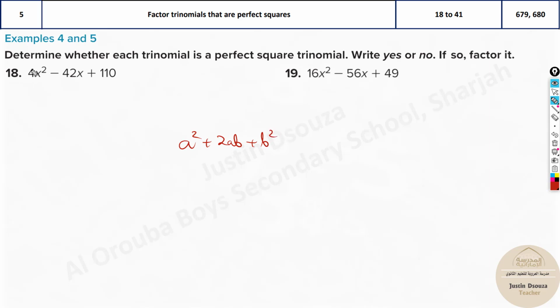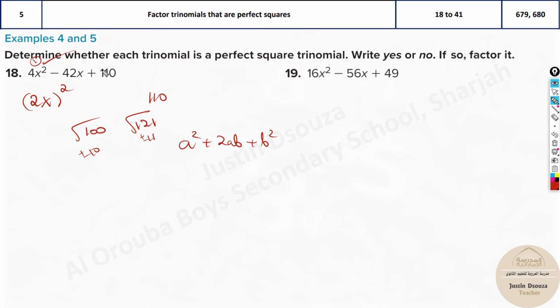Can we write this first term as a whole square? How? See, x is already there, that's fine. Take the square root of 4, it's 2. Yes, it's a perfect square. Easily, yes, you can write it. One step checked. Go to the second step. Can 110 be written as a square? Is it a perfect square? No. If you take the square root, it's not a perfect square. You can check in the calculator. The perfect square is 100, and the next perfect square is 121. The square root of 121 is plus or minus 11, not plus or minus 10.